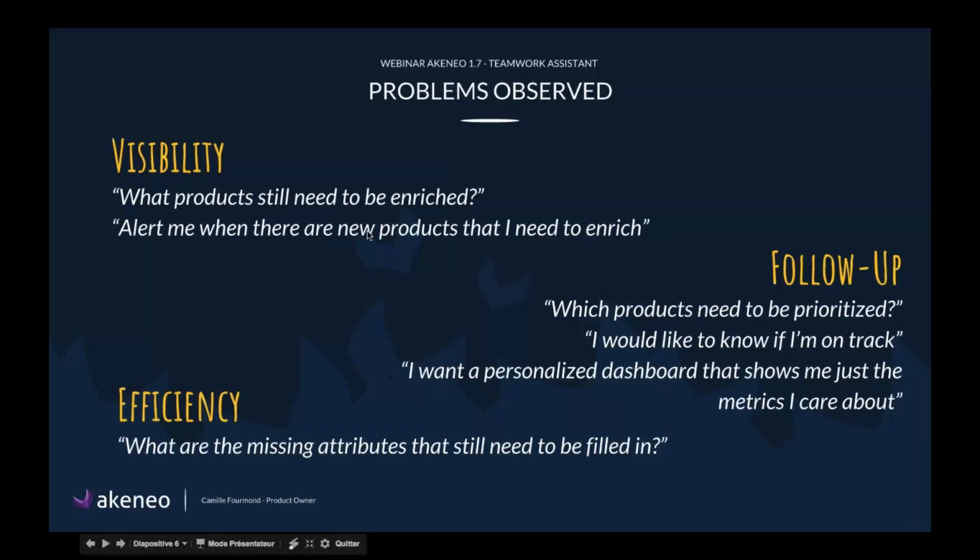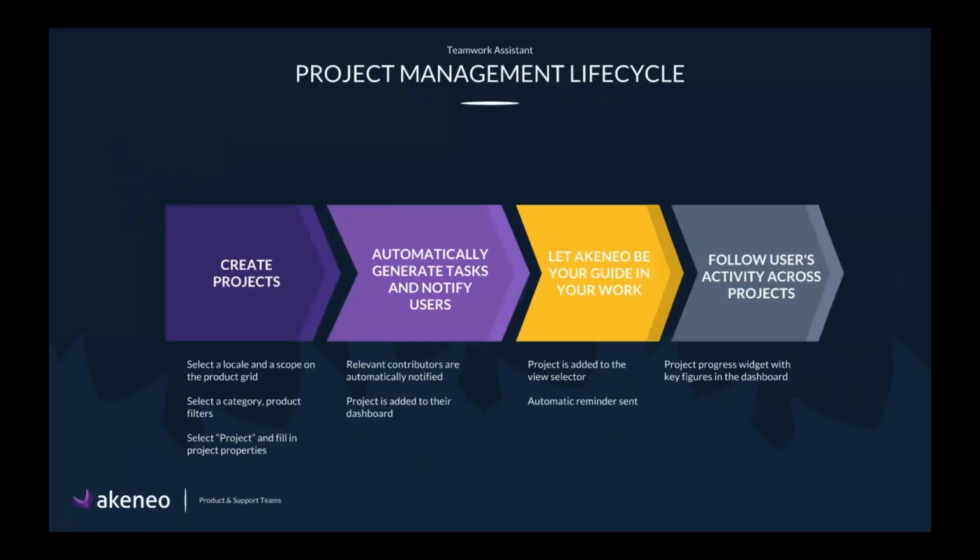So we implemented in version 1.7 a new feature called Teamwork Assistant. The main idea of the Teamwork Assistant is to help our end users manage a project. This is the project management lifecycle in Akeneo PIM. Everything starts with the product grid, with the project creation. A project, as we will see in a few minutes, is based on a locale and a scope. We can also filter on categories or different filters.